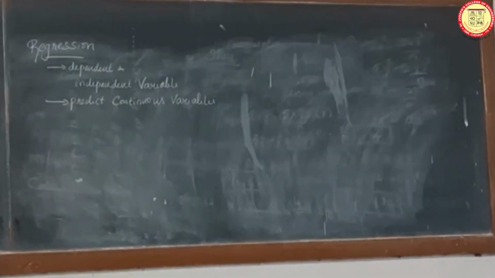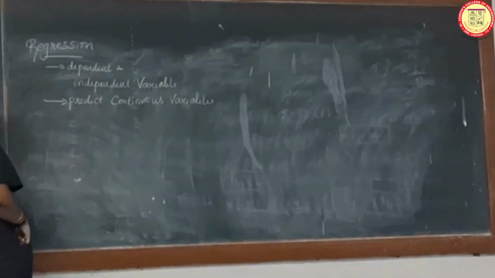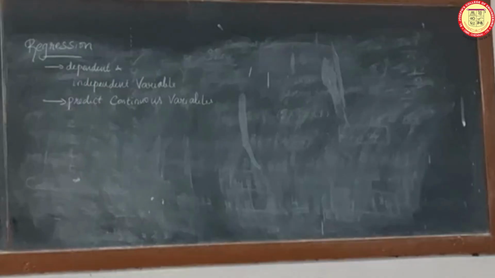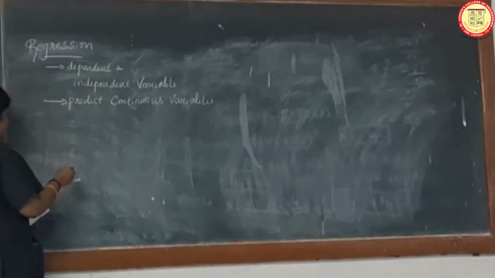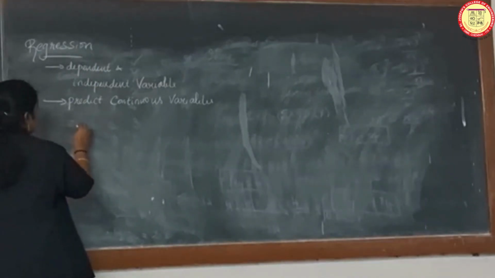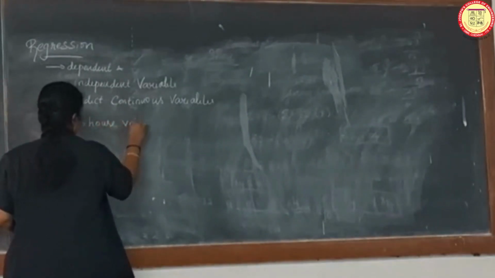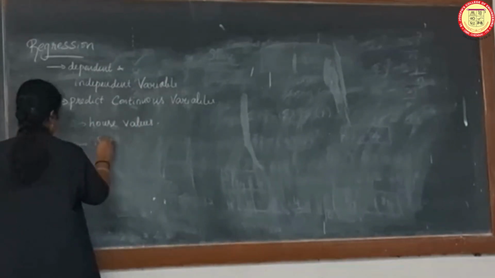The next topic is regression. Regression is a supervised learning model which is used to model the relationship between the dependent as well as the independent variables. And the regression can mainly be used to predict continuous variables. For example, by using this regression, we are going to predict house values, and also stock prices.